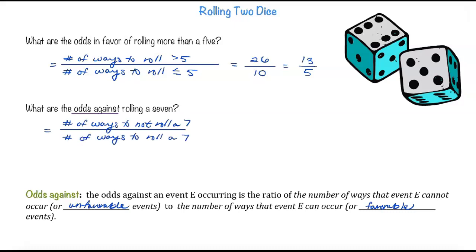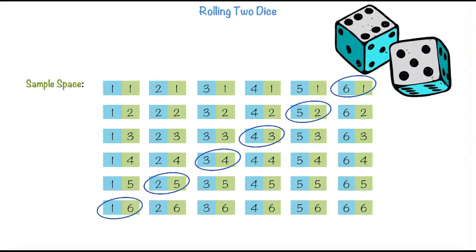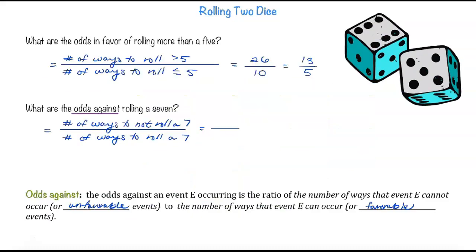Let's take one more look at our sample space. We find that there are 6 outcomes in which the dots on the two dice add up to 7. So there are 6 ways to roll a 7. So with 6 ways to roll a 7 and 36 total possibilities, this leaves 30 ways to not roll a 7. So the odds against rolling a 7 are 5 to 1.